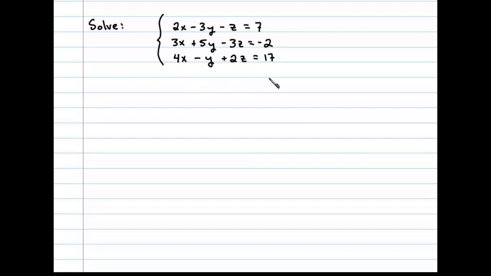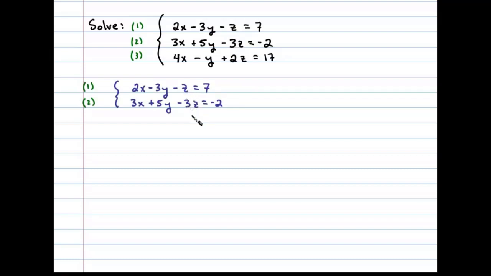Here we're asked to solve a linear system that consists of 3 variables and 3 equations. Let's begin by labeling these equations 1, 2, and 3. We can eliminate z using equation 1 and 2.